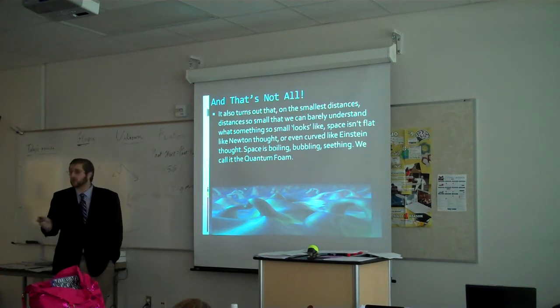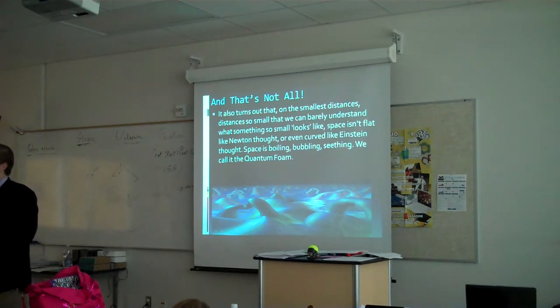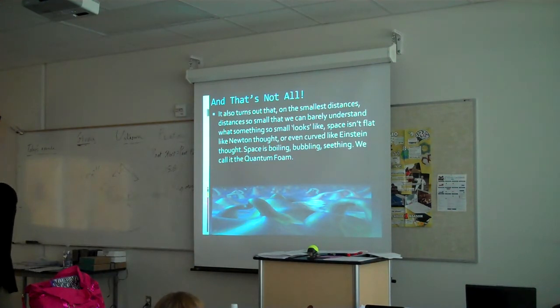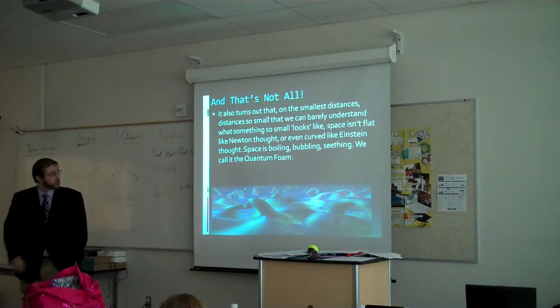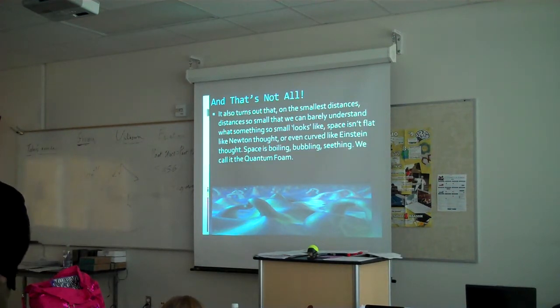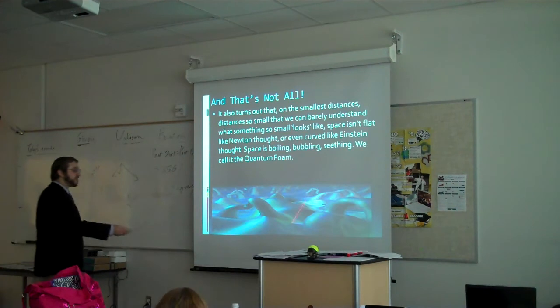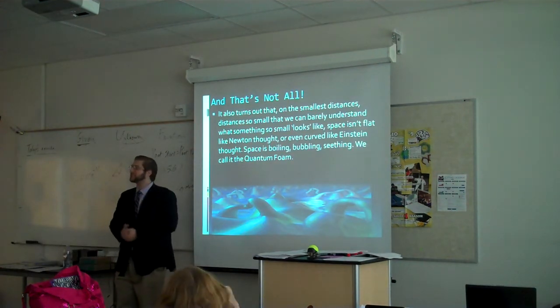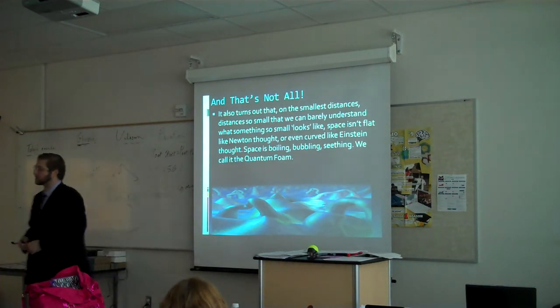And that's not all. If we look at the smallest distances, smaller than you can even conceive of, you can think of the tiniest, absolute smallest possible level of space. Space isn't flat like we think the floor is, or curved like Einstein told us. Space looks like this. Space is boiling, it's bubbling, it's seething. We call it the quantum foam. At that level, space is essentially random. You can have peaks and valleys, hot and cold. It's chaos. There's no way to predict it or to describe it thoroughly without stopping it somehow, which we can't do.